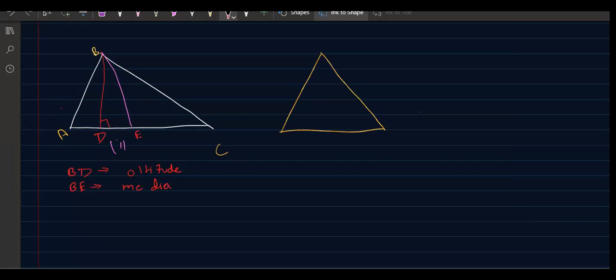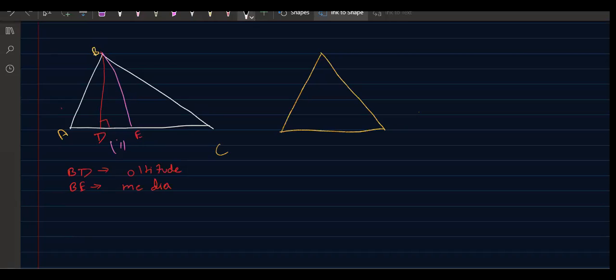So I can say that in triangle ABC, not AD, sorry, BD is perpendicular to AC. BD is perpendicular to AC, right? So I can say that BD is your altitude. And BE is not perpendicular to AC, but it is dividing AC into two equal parts. So BE is your median. Got it? Right? Now let's see.